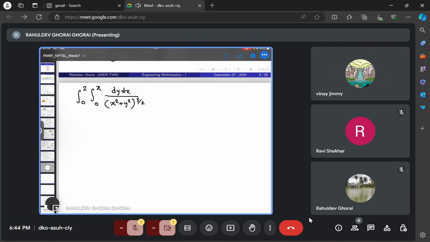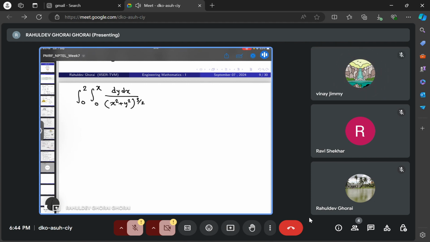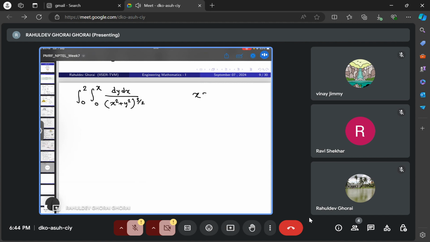Yes, exactly. You do it in the polar form. You transform into polar form and do it, okay? So I am giving you a hint: x equal to r cos theta, y is equal to r sin theta. And then change this integration to polar coordinates.